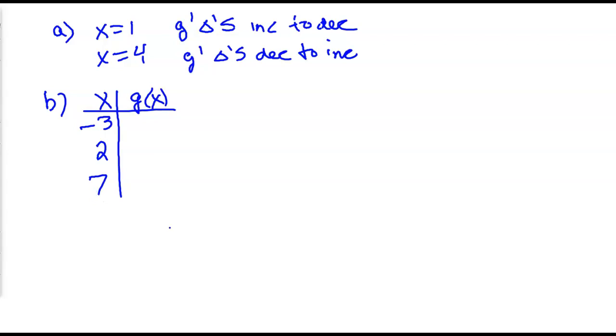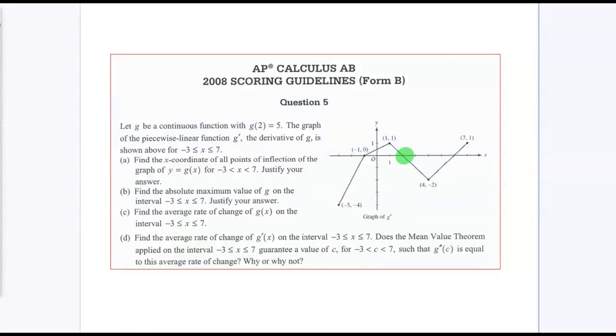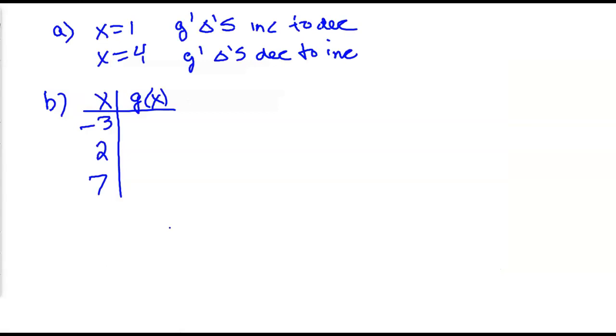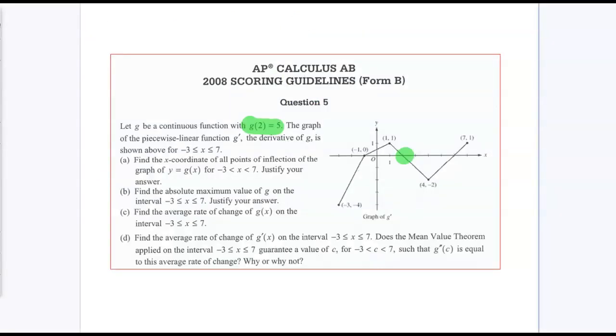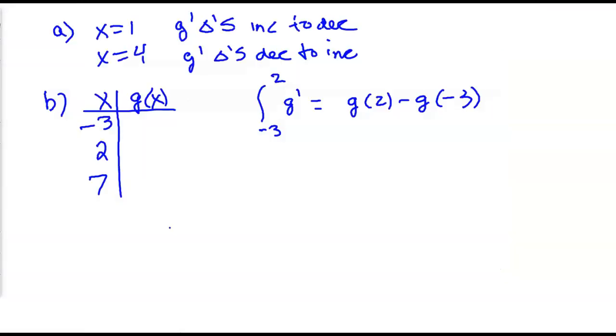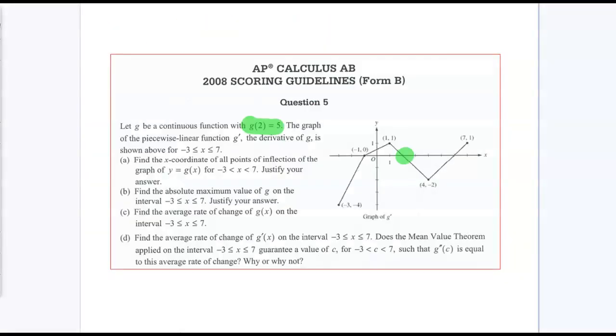So to figure out g of -3, I'm going to use my known value, and I'm going to use my x value of 2. I'm going to say I have the integral from -3 to 2 of g prime, which is going to be g evaluated at the upper limit minus g evaluated at the lower limit. Again, this part here on the left side of my equation I get from my graph, so that's the area under the curve from -3 to 2.